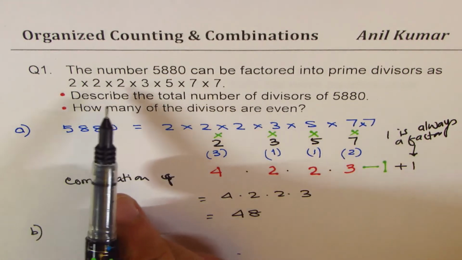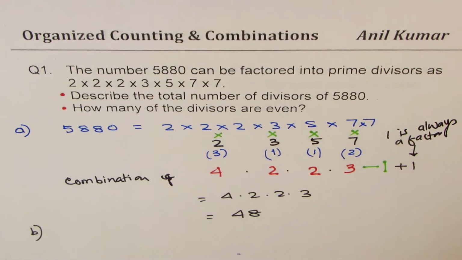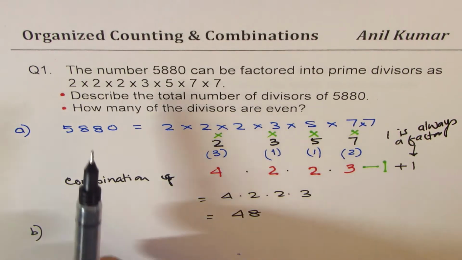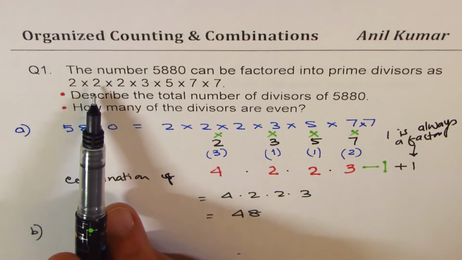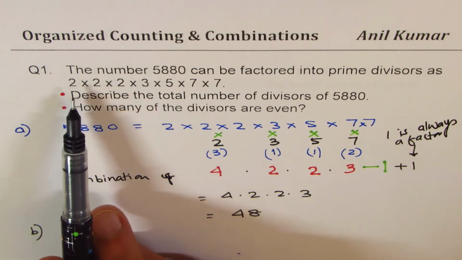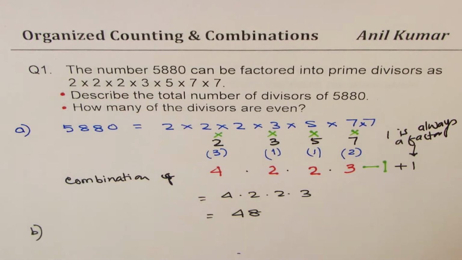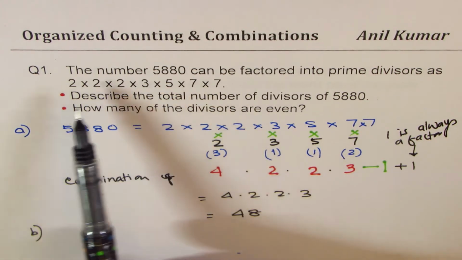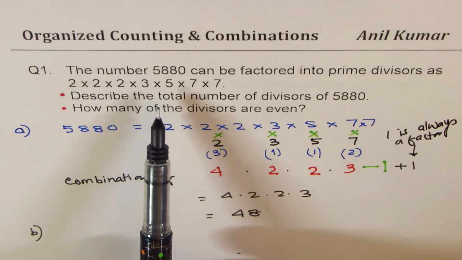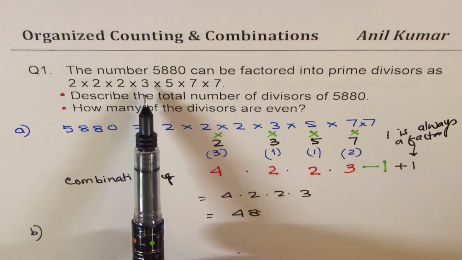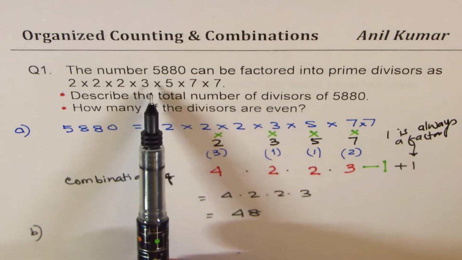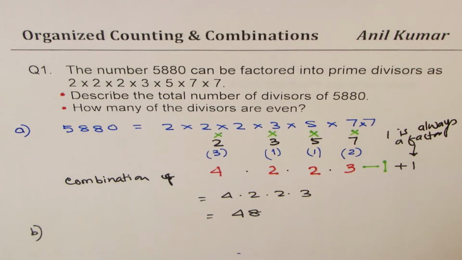So to make it even, two is definitely a factor, right? So you could take 1 two, you could take 2 twos, you could take all 3 twos. So that is how you get all the combinations which could lead to even numbers, correct? So you cannot have combinations which will have only 3, 5, 7, 7. You could think like that also, correct?